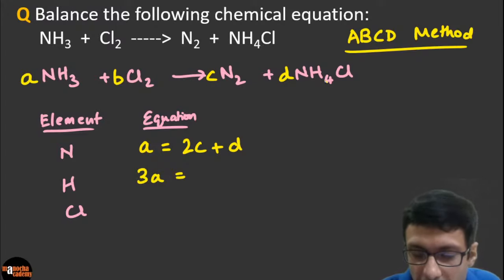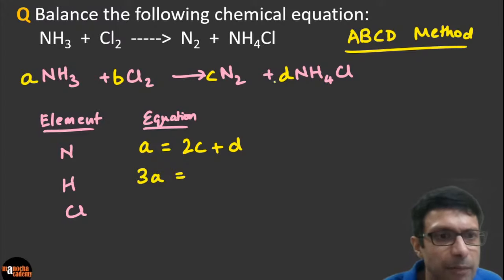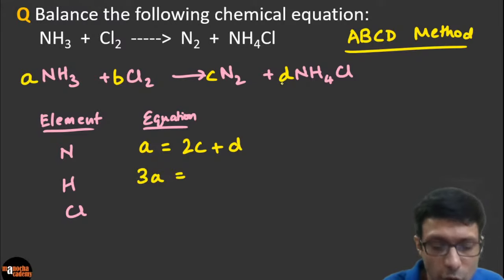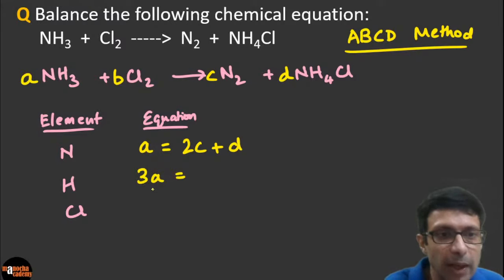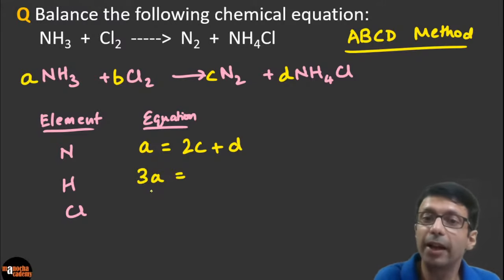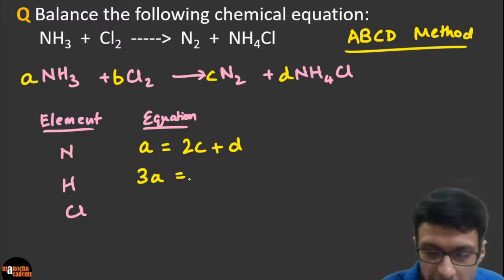So this one doesn't have any hydrogen, 4 times D. Okay, so not 3A, guys. Be careful, because we have written that multiplier A. Since we don't know the balancing, these A, B, C, D are our variables, right? We have written the coefficients there. So this is going to be 3A equals 4D.